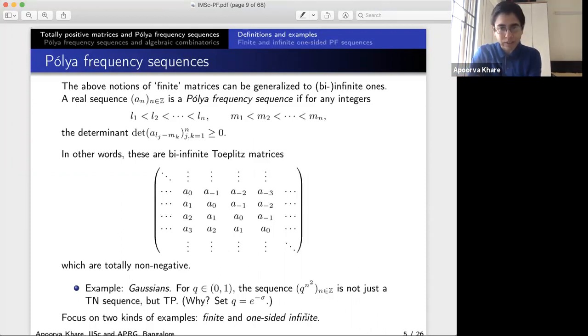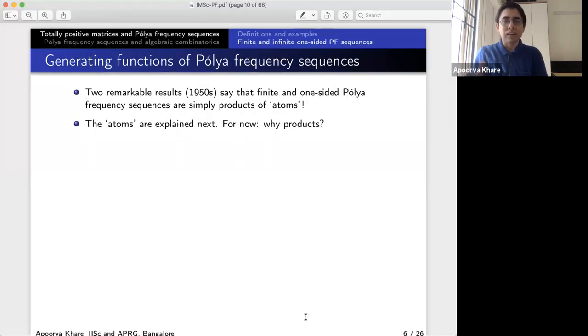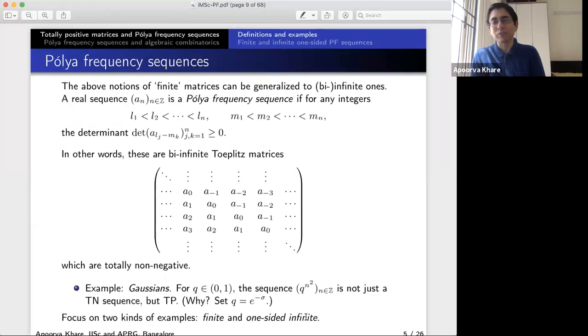So in today's talk, I want to tell you how to construct every single one of them. And then, of course, the hard part is to prove that there are no others. So that's the hard part, which I won't tell you. I'll just tell you that there are no others.